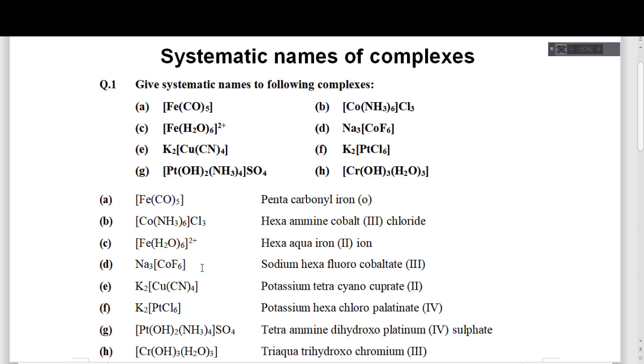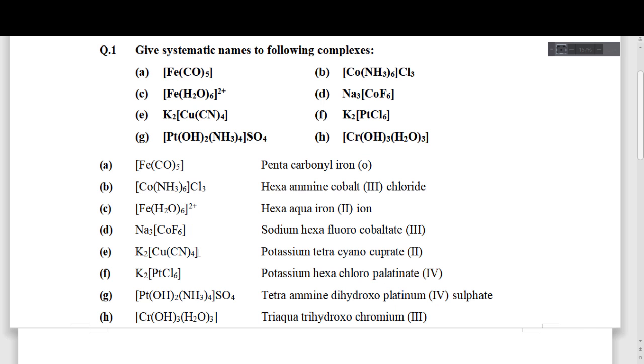In the next compound we have sodium hexafluoride, so this is hexafluoro cobaltate 3 ion. Then potassium tetracyanocuprate 2 ion, potassium hexachloro platinate 4 ion.